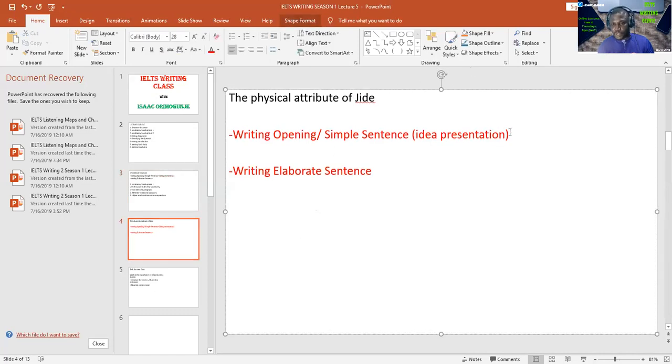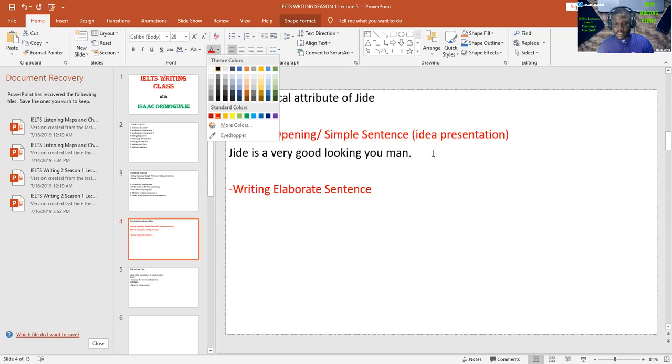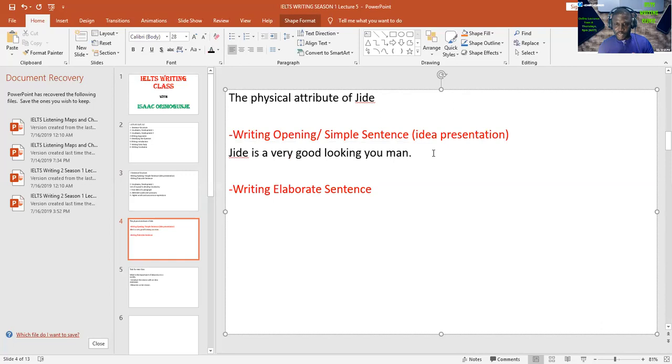Let me give a simple sample of what we have done over the past 5 weeks: the physical attributes of Jide. The first thing I will do is write an opening statement. Jide is a very good looking young man. The red is to highlight what I'm writing about. This is my opening statement.